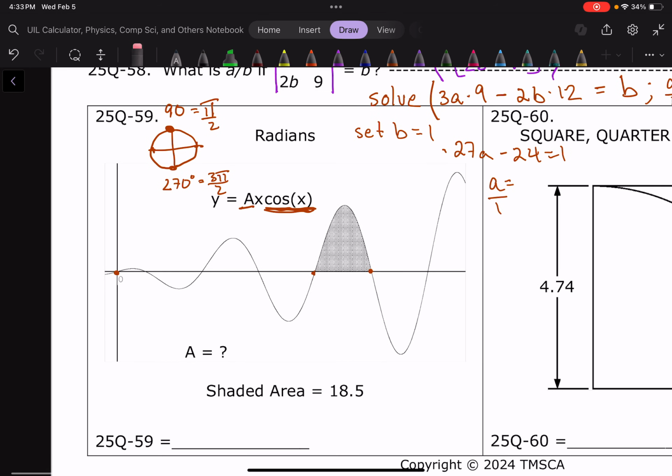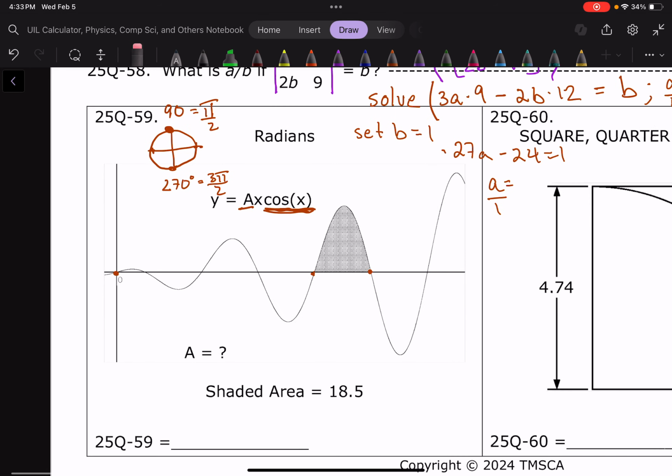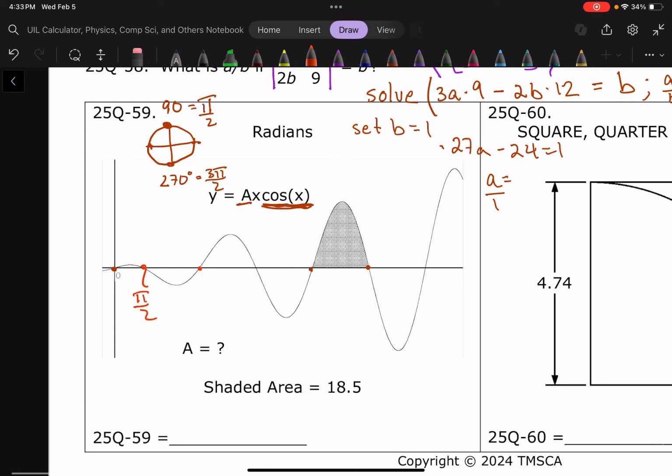But then this guy over here, this is going to be pi over 2. This right here is going to be 3 pi over 2. This guy's going to be 5 pi over 2, 7 pi over 2, 9 pi over 2.